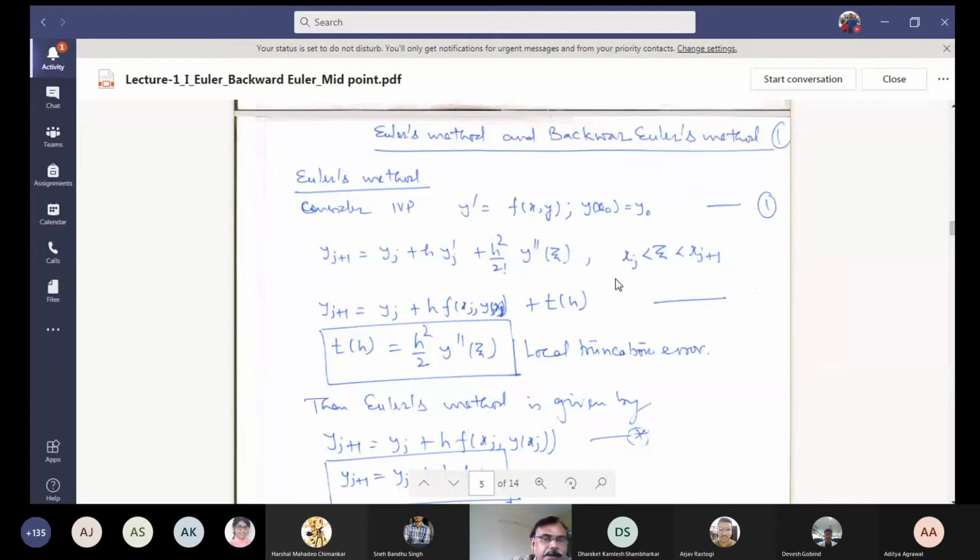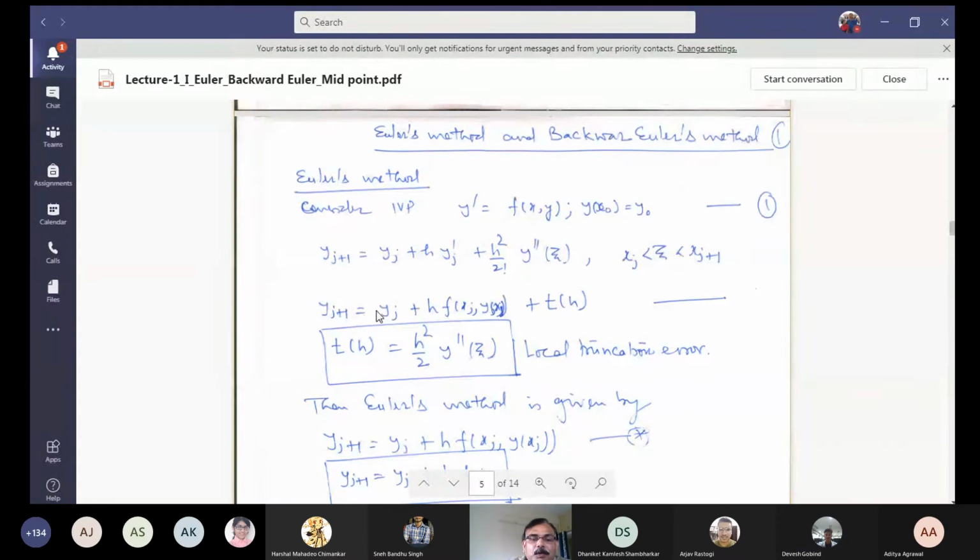You see, I have written here yj plus 1 equal to yj plus h yj prime plus h square by 2 factorial y double prime xi. This is the error part, the remainder part, if you say. Is that clear? Yes, sir.